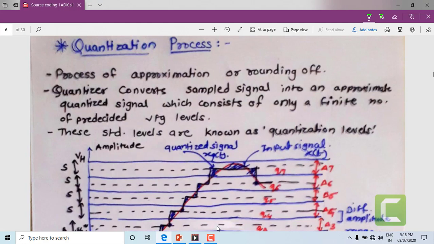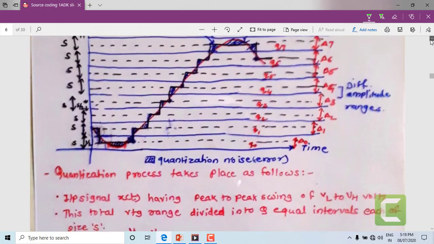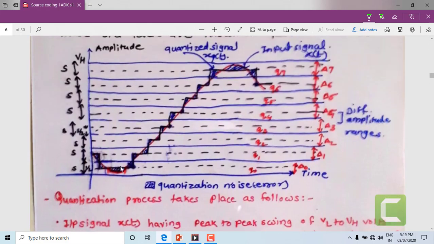As said earlier, the process of quantization is nothing but approximation or rounding off of each individual sample level to the predefined nearest level. This quantizer will convert the sampled signal into the approximated quantized signal by taking a finite number of quantized levels into consideration. Here, the signal represented by red color is our original input signal x of t.